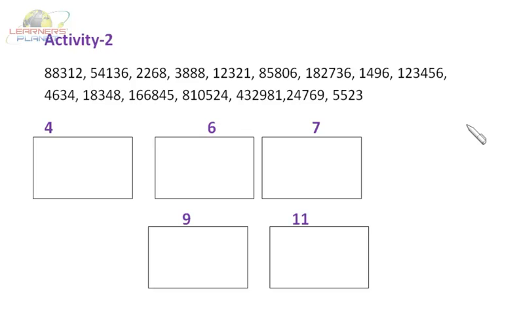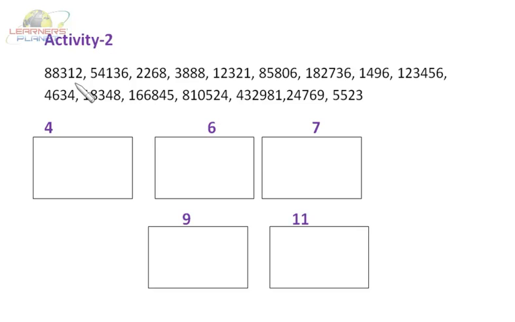Now, in this activity, we have to fill up the numbers in their respective boxes. If the number is divisible by 4, then we have to put the number in this box. If the numbers are divisible by 6, we have to write them in this box. Similarly, for 7 over here and for 9 and 11 in their respective boxes. Okay, so let's check the numbers one by one. First of all, what is the divisibility rule of 4? The divisibility rule of 4 is that the last two digits should be divisible by 4 in combination.